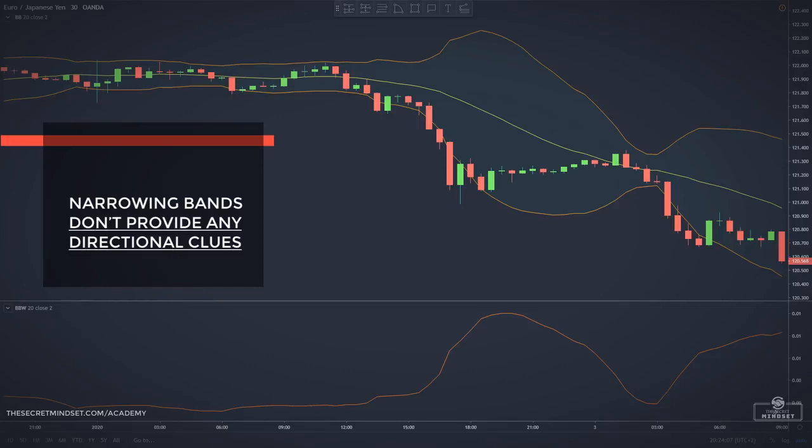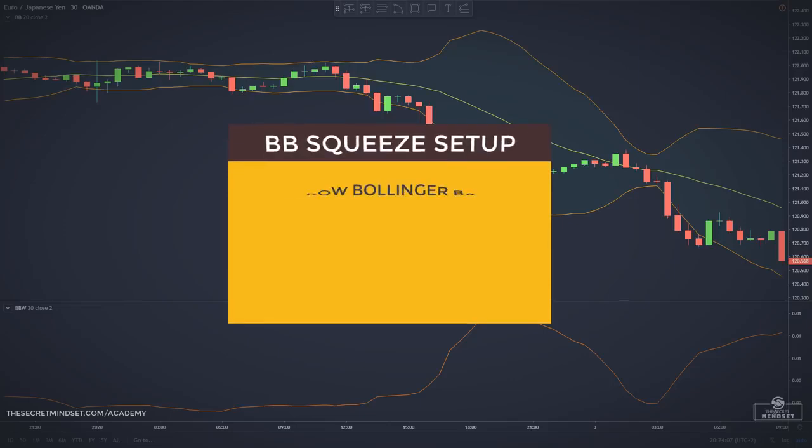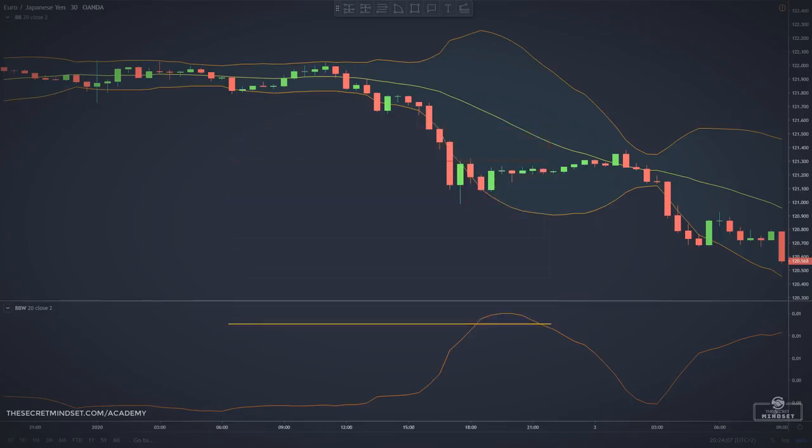They simply show that volatility is contracting and that you should be prepared for a volatility expansion, which means a directional move. So you need Bollinger Bands narrow on the price chart. The bandwidth must be near the low end of its range, and the price breaks above the upper band or below the lower band.